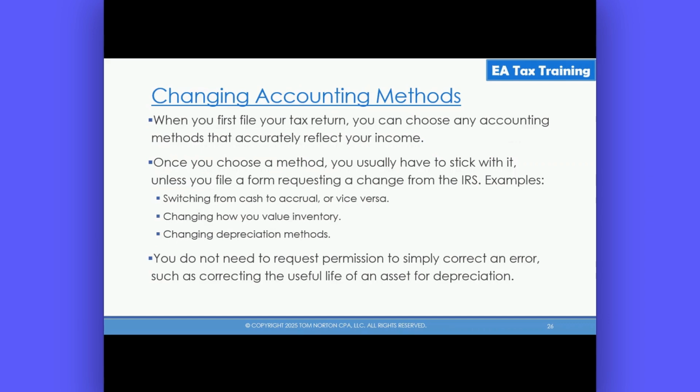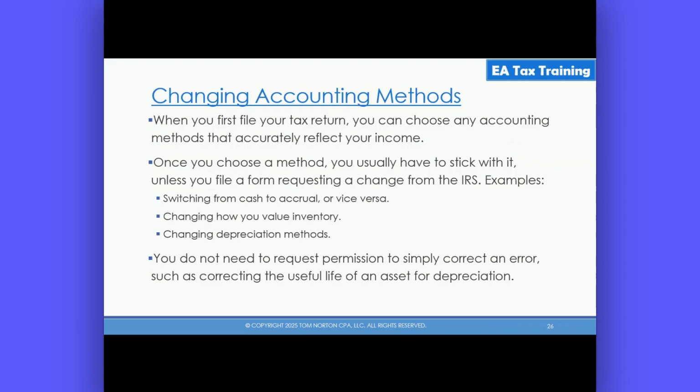Once you do choose a method, though, then you're supposed to stick with it. However, you can request with the IRS to change your accounting method down the road if you want to, and the IRS may or may not allow you to do that. So some of the times you might want to change your accounting method is you want to switch from cash to accrual or vice versa, or you want to change your inventory method, which we're going to be talking about here in a little bit, or you want to change a depreciation method. So all of those would be examples of when you might want to request a change in accounting method.